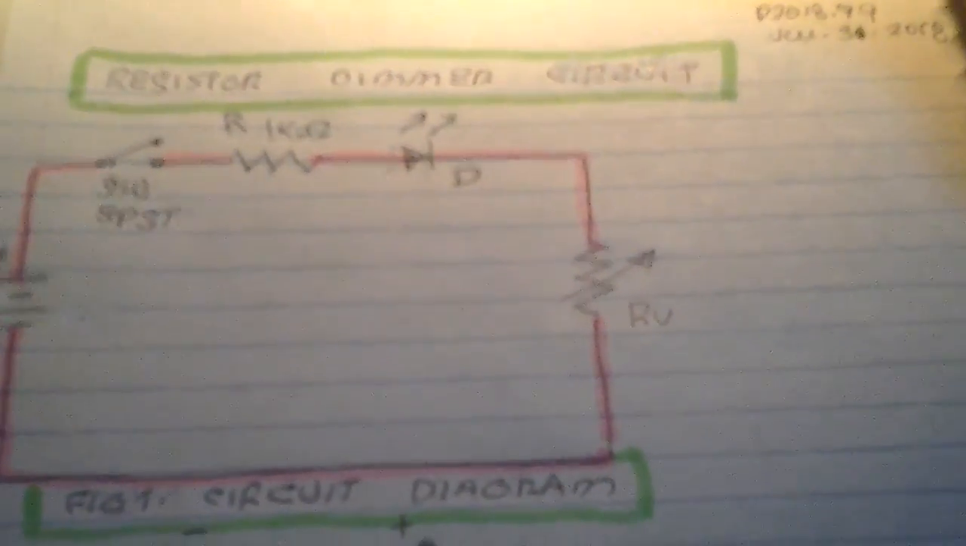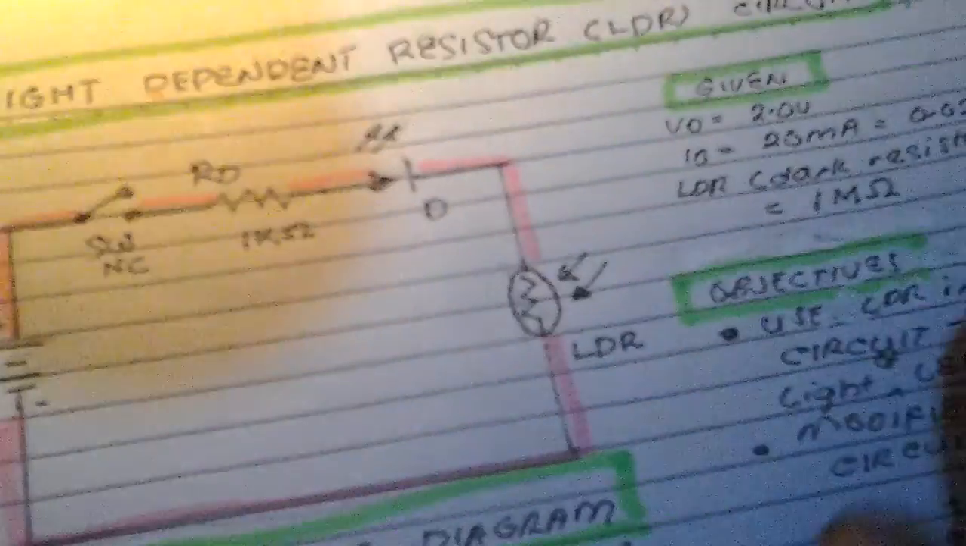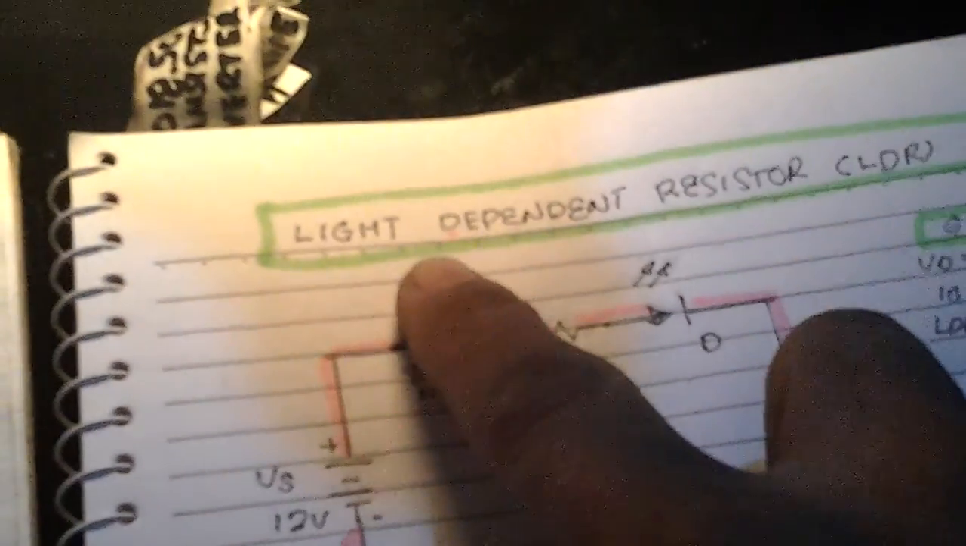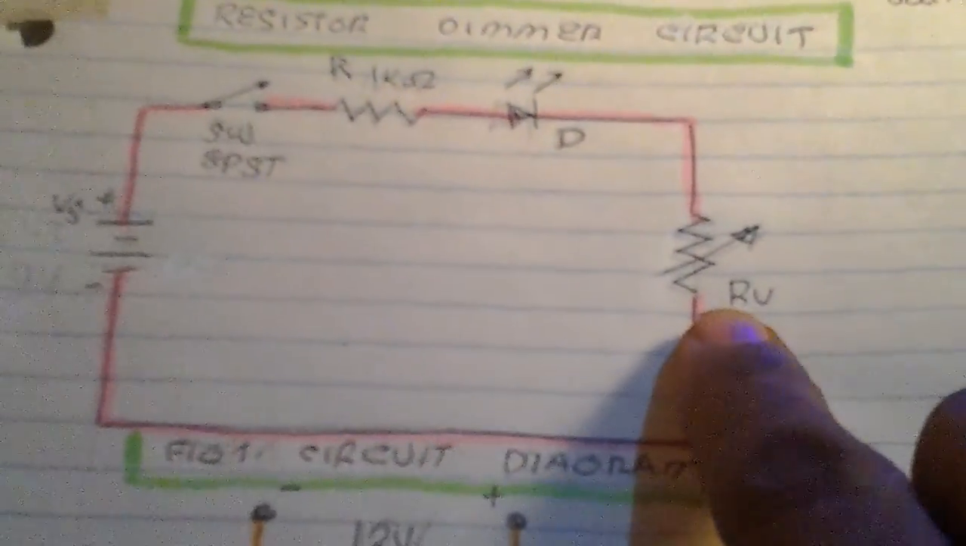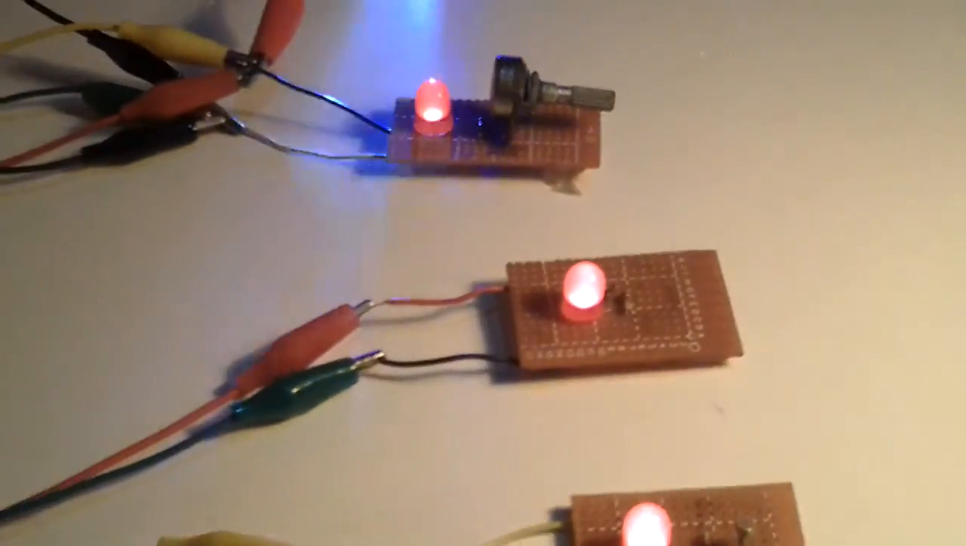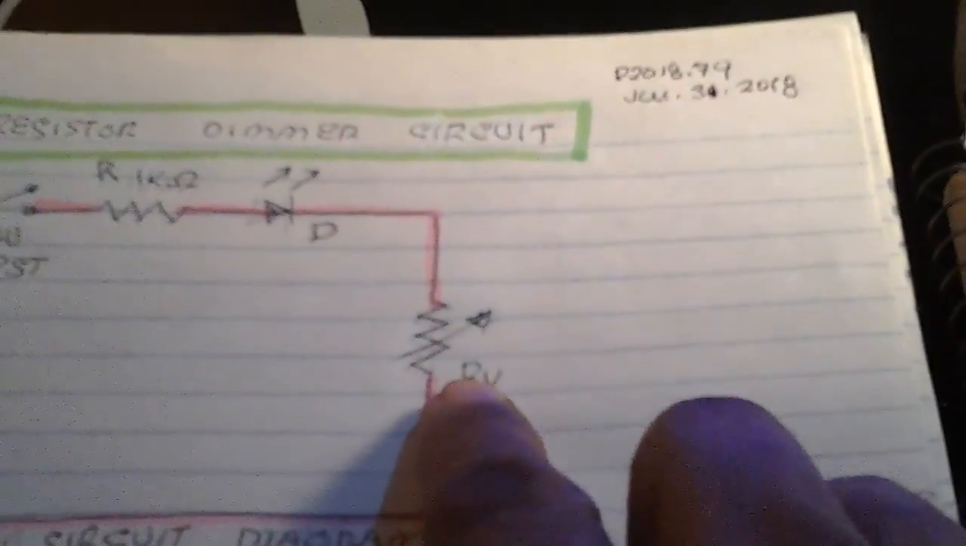It seems that, just like here, this is the mother circuit. You just put an LDR here, and then it becomes a light dependent resistor LDR circuit. And this is a modified circuit now, just like here. You're putting a resistor dimmer switch here. You're just placing a variable resistor.